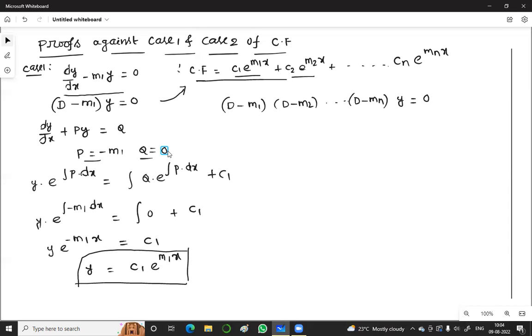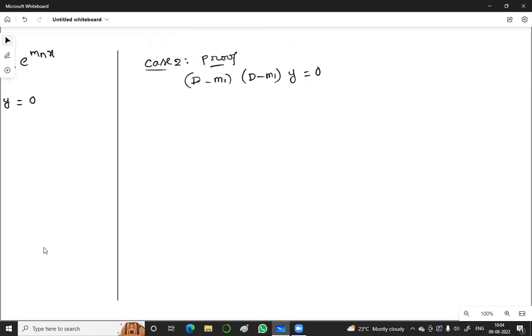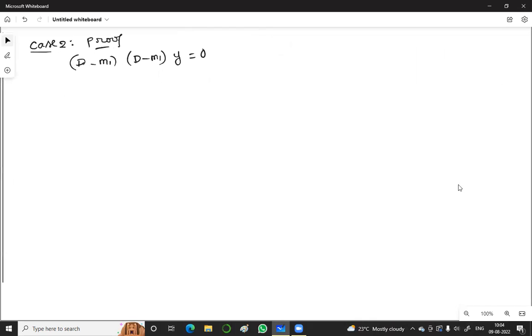Now we will see if the roots are repeated, how we write the complementary function. That is called case 2. In the case 2 proof, if roots are repeated, we write simply like this: CF is equal to C1x plus C2. If two roots are repeated, if three roots are repeated, C1x square plus C2x plus C3. But in this case I am taking only two roots. So C1x plus C2 into e to the power m1x. Like this we write. How do we get this? Now we will see.